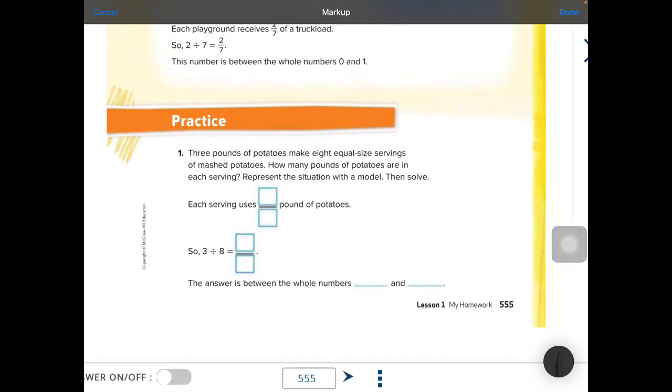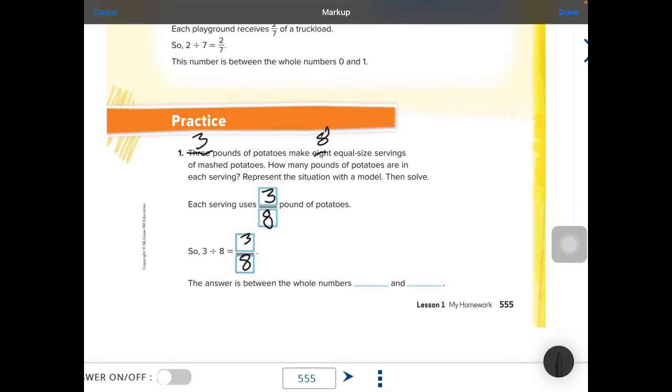Number 1. 3 pounds of potatoes, so we know that that's 3, made 8 equal size servings of mashed potatoes. How many pounds of potatoes are in each serving? Represent the situation with a model and then solve. Each serving uses what? Are we dividing up potatoes or servings? You're right, we're dividing up potatoes, so that goes up top, and this is the serving size or the total amount that we have. So 3 divided by 8 is 3/8.